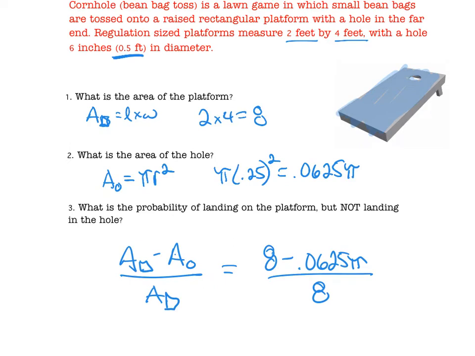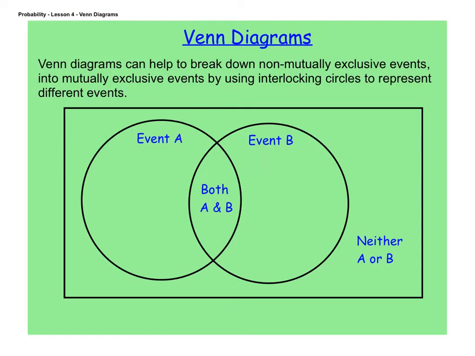You could also put it into a decimal. I have 0.975, which means 0.98 or 98% chance that you're going to hit the platform instead of the beanbag going in the hole. Okay, Venn diagrams.